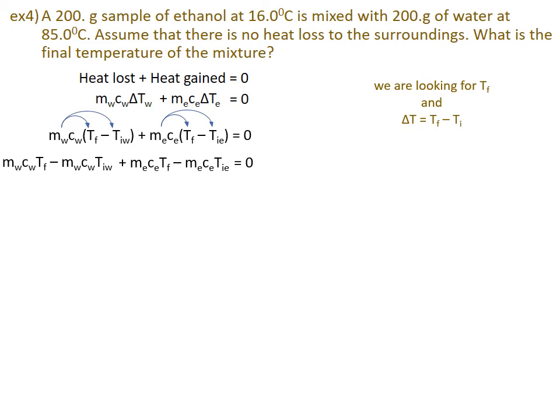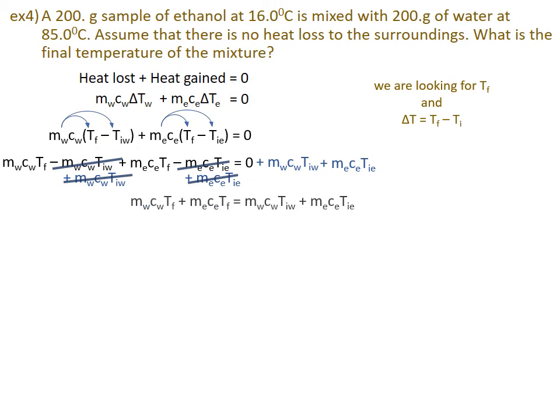Now I have two terms that have Tfs. I have two terms that have no Tfs. So I'm going to move my Tf terms to one side of the equation, my non-Tf terms to the other side of the equation. So I'll keep my Tfs on the left-hand side, and I'll move non-Tf terms to the right-hand side. So I'll start by adding MwCwTiw to both sides, so that on the left-hand side, the MwCwTiw term will cross out. The other non-Tf term is the MeCeTie. So I'm going to add that to both sides so that on the right-hand side it will cancel out. And then I wind up with this as a result.